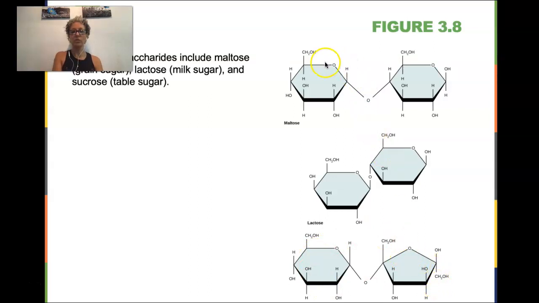So maltose is two alpha glucoses linked together. Sucrose was an alpha glucose and a fructose linked together. And lactose is an alpha glucose and a galactose linked together. But we have two carbohydrates joined by that glycosidic bond in every case.